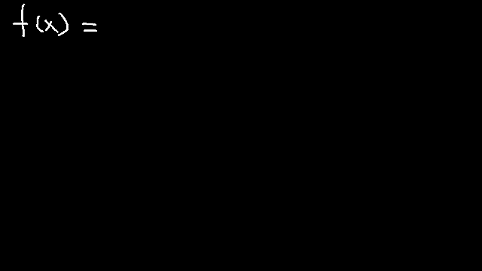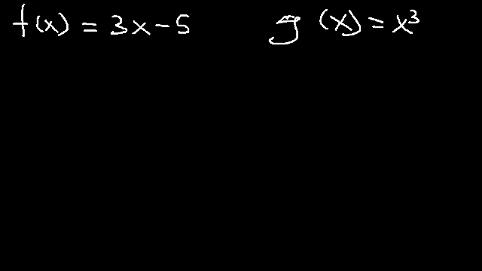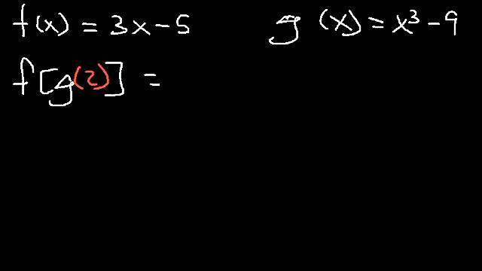Let's try another example. Let's say f of x is 3x minus 5. And g of x is x cubed minus 9. Go ahead and evaluate the function f of g of 2. So what would you do? In the last example, there was an x here, so we got a function in terms of x. If there's a number, your final answer should equal a number.